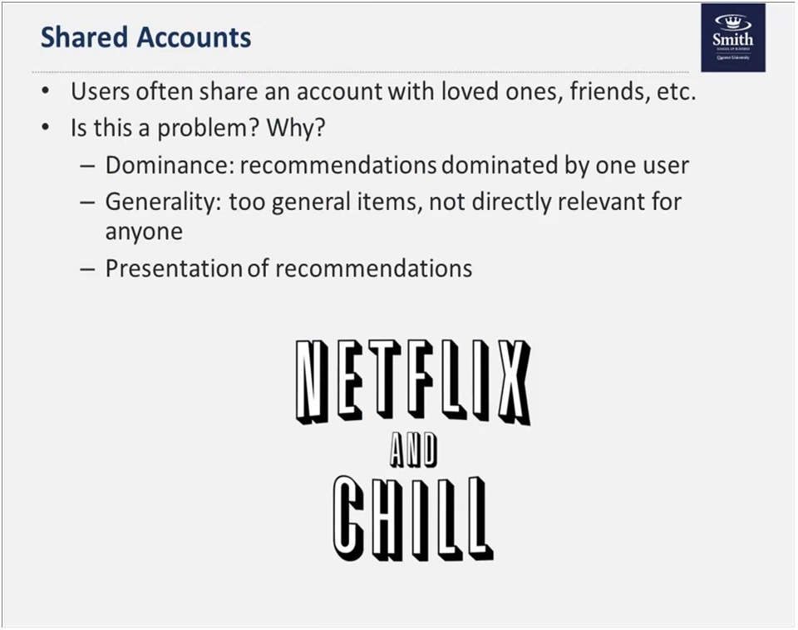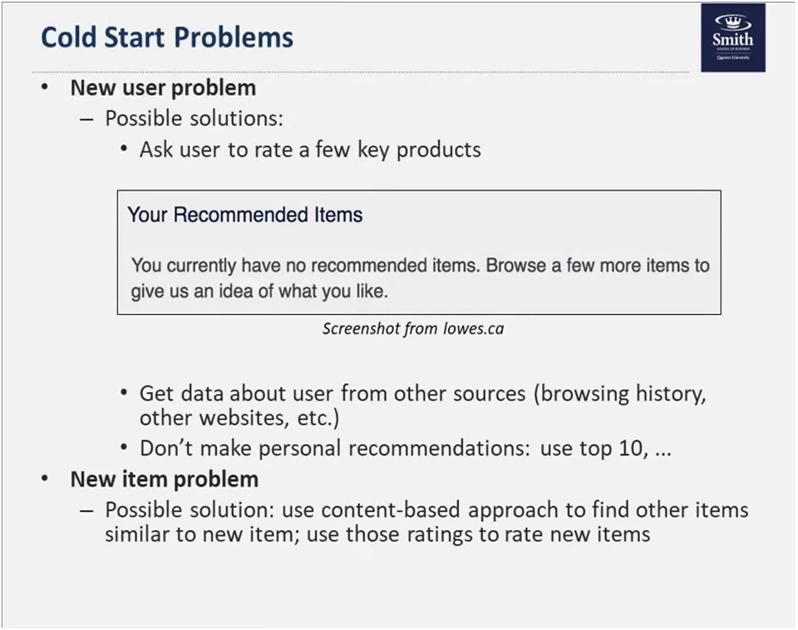So this basically means that the recommendations it gives you could be dominated by one user if that user watches the most TV, or maybe the recommendations are just too general. The algorithm is trying to find something in the middle of everybody, but it's not good for any individual user. So something to take into account.